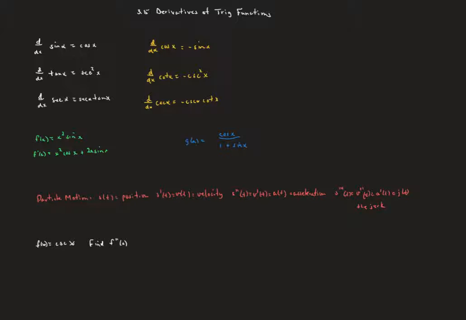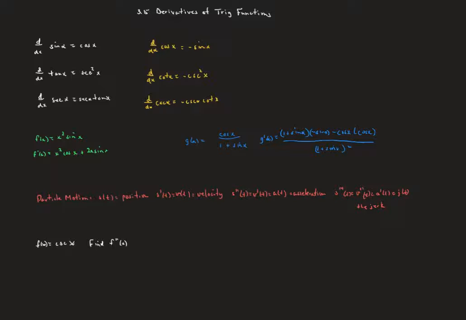And for g, using our quotient rule, we can say g prime of x is the denominator, 1 plus sine x, times the derivative of the numerator, which is a negative sine x, minus the numerator, cosine x, times the derivative of the denominator, which is cosine x, all over the denominator, 1 plus sine x, quantity squared.